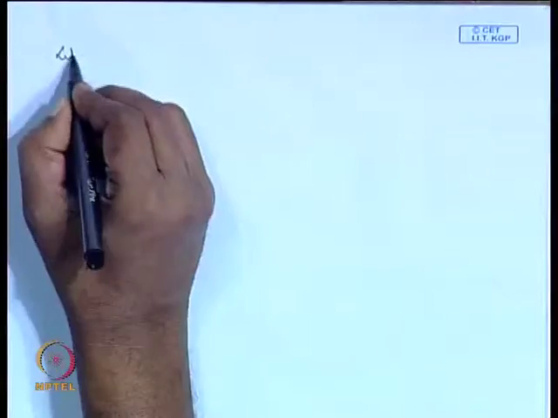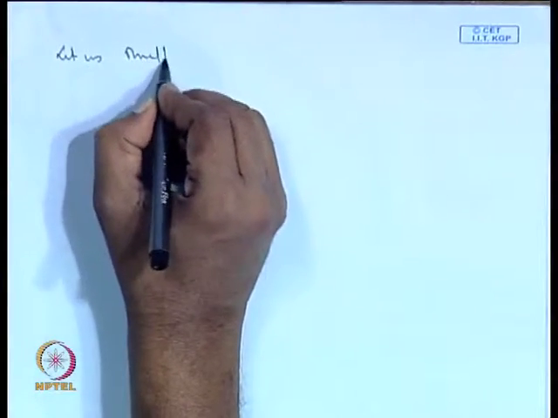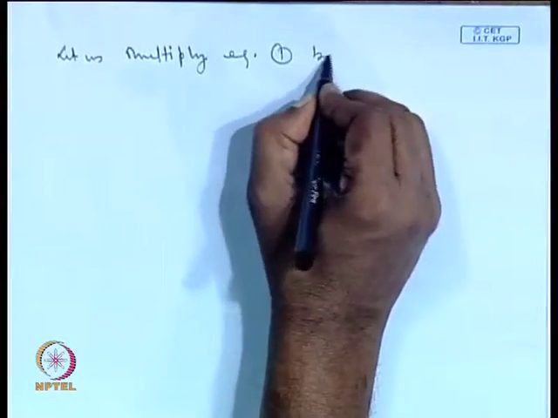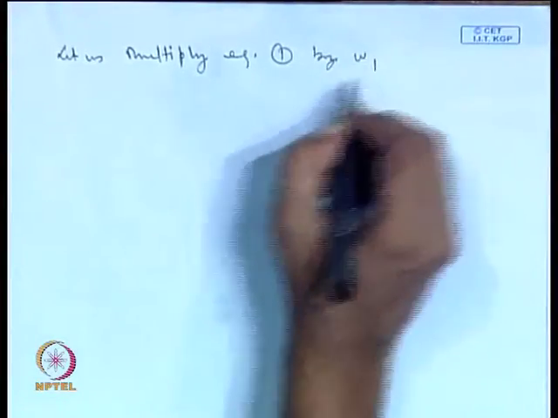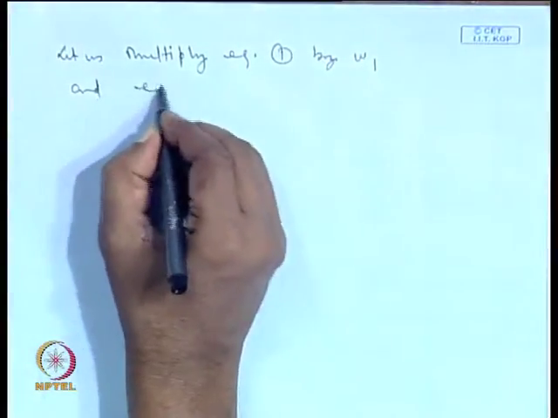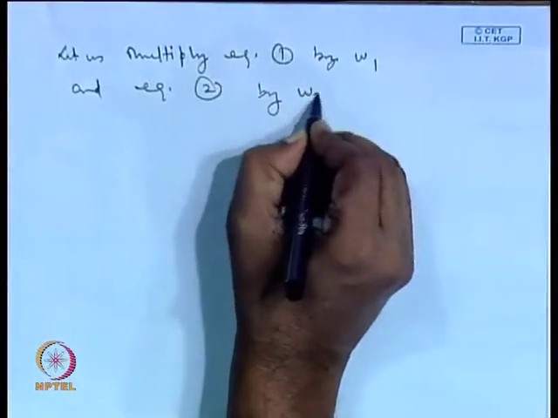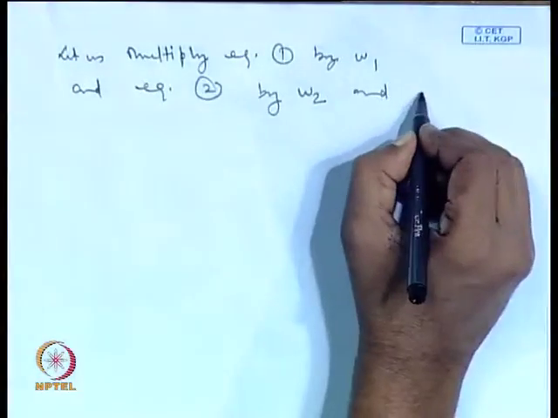So, let us multiply equation 1 by omega 1 and equation 2 by omega 2 and add.